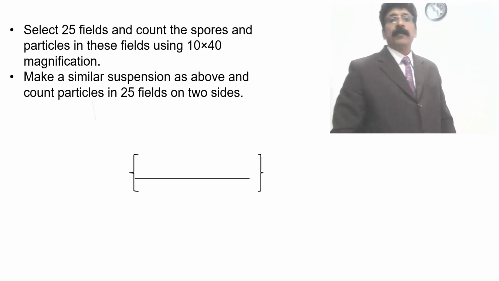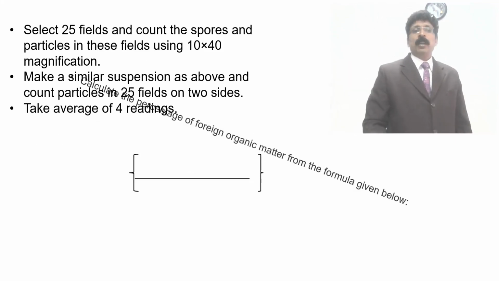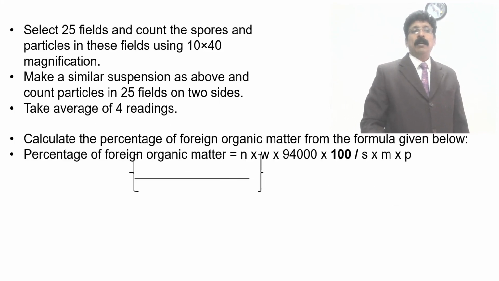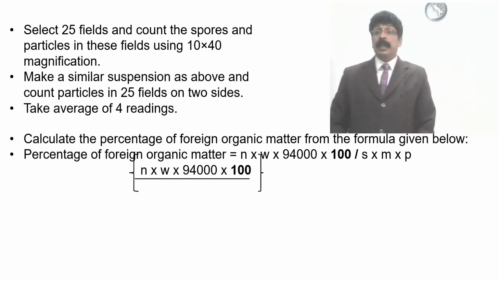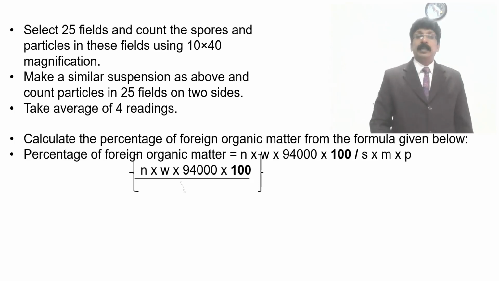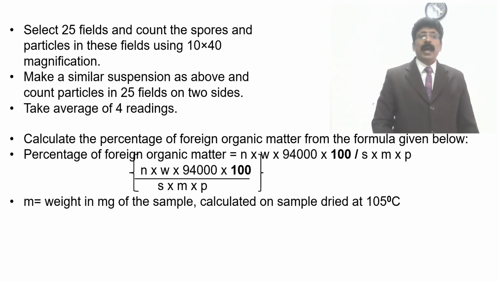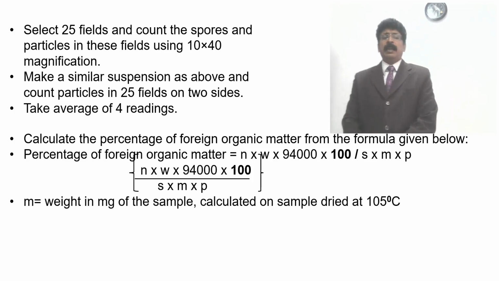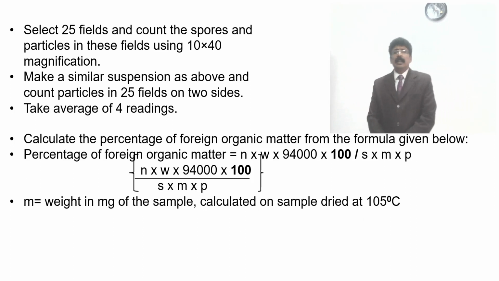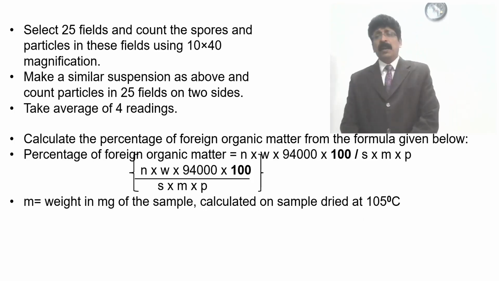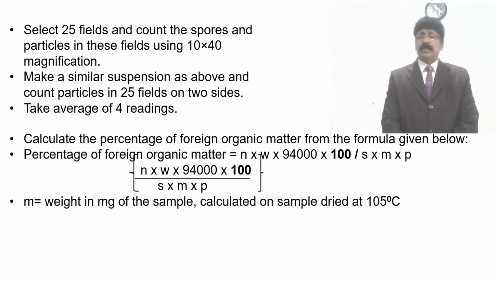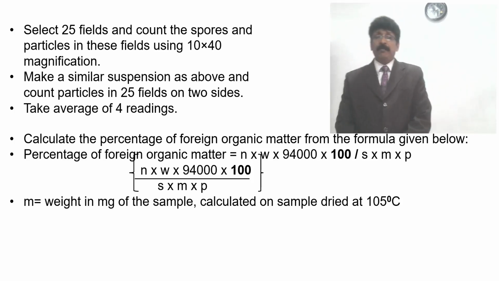So you can see here the formula: N into W into 94,000 into 100 divided by S into M into P, where M is the weight in milligrams of the sample which you have taken, calculated on the sample dried at 100 degrees centigrade. They say 100 milligram, but we may take sometimes 92, sometimes 105 milligrams. So exact weight is needed.